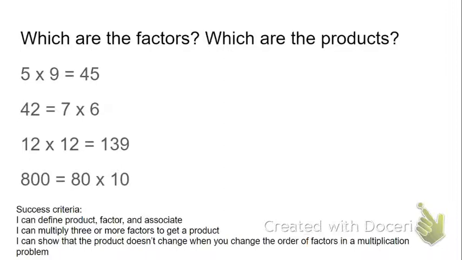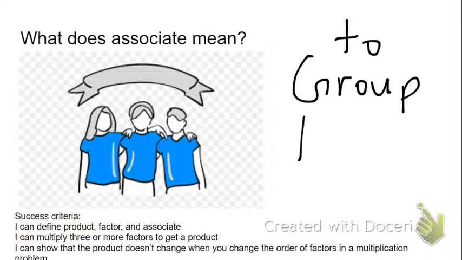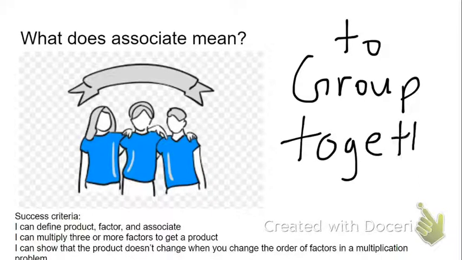Okay, so hopefully by now you can define product and factor. Those are review questions. But what about associate? Well, associate means to group together. These friends are associating with each other. Sometimes I associate two ideas or a person with an idea. Like I associate the principal with the idea of being smart and kind. So associate just means group. To group together. Cool.